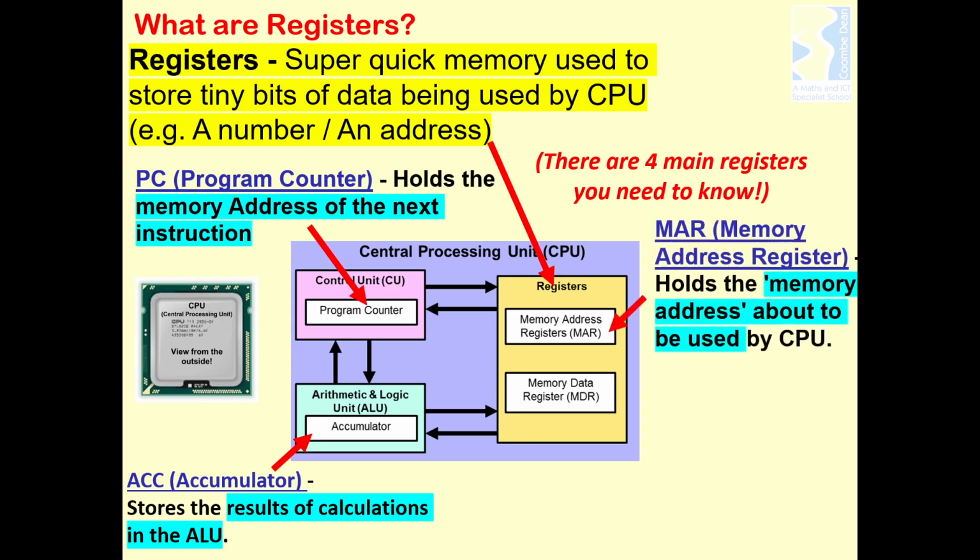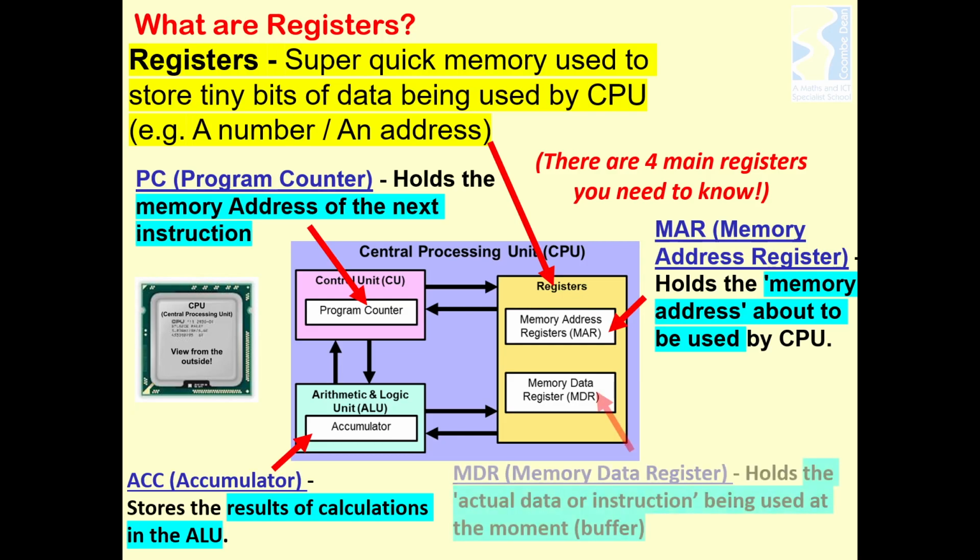We've also got the MAR, the memory address register, holds the memory address about to be used, so the one it's about to get and do. And then the memory data register, the actual data instruction being used at the moment. It's like a buffer that holds data that's being transferred to and from memory. Okay, holds the actual data instruction being used at the moment.